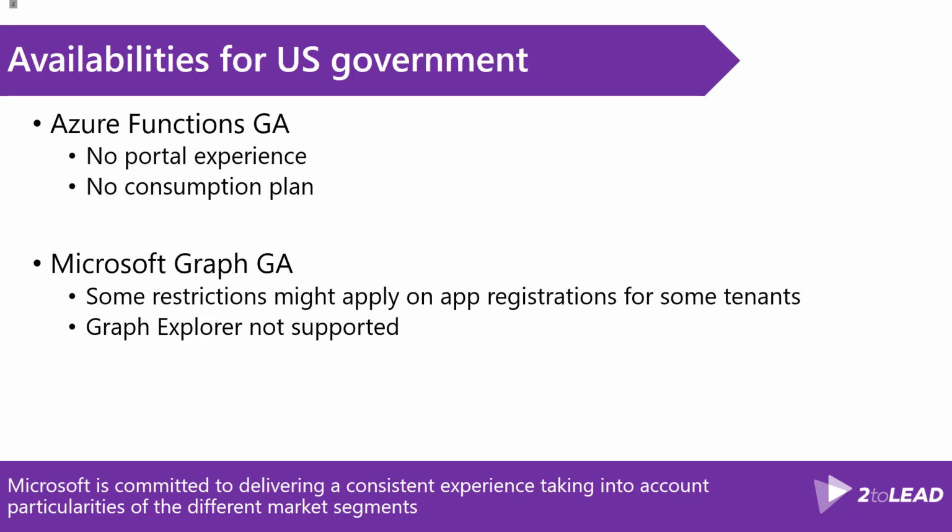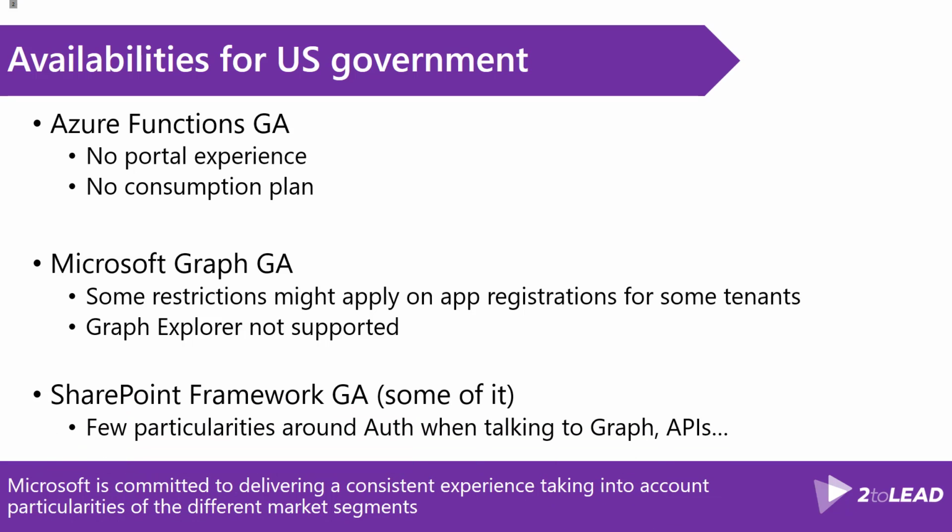For the Microsoft Graph, it's also GA on US Gov deployments. It, however, depends on a few restrictions, things like how the registrations of the applications are set up for your tenant, the Graph Explorer is not supported, and so on and so forth. And SharePoint Framework is GA, at least some of it, and you have a few particularities that are related to that when talking to the graph in APIs and so on and so forth because of these other restrictions.